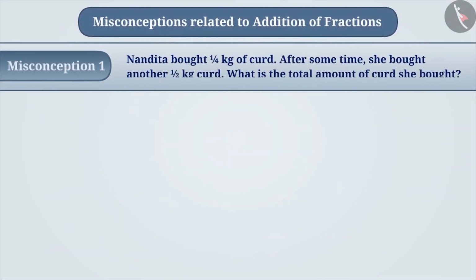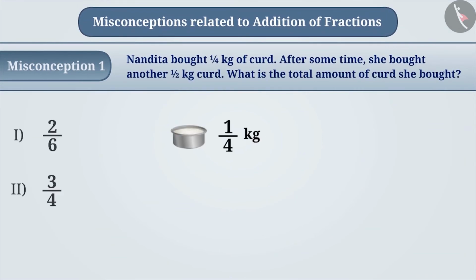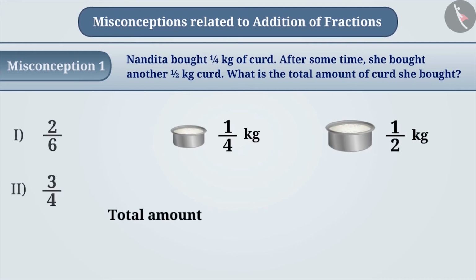Misconception 1. Nandita bought 1/4 kg of curd. After some time, she bought another 1/2 kg of curd. What is the total amount of curd that she bought? Nandita bought 1/4 kg of curd and later she bought 1/2 kg of curd. To find the total amount of curd, we have to add 1/4 and 1/2.